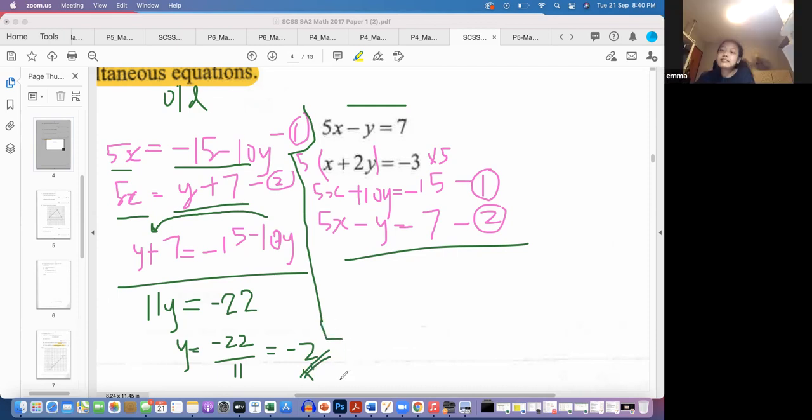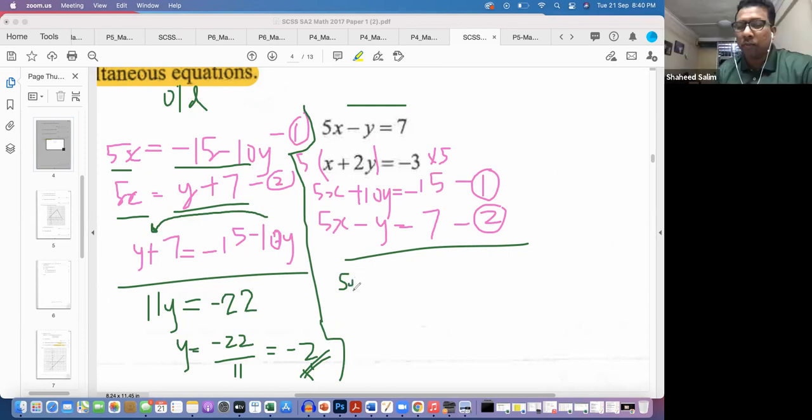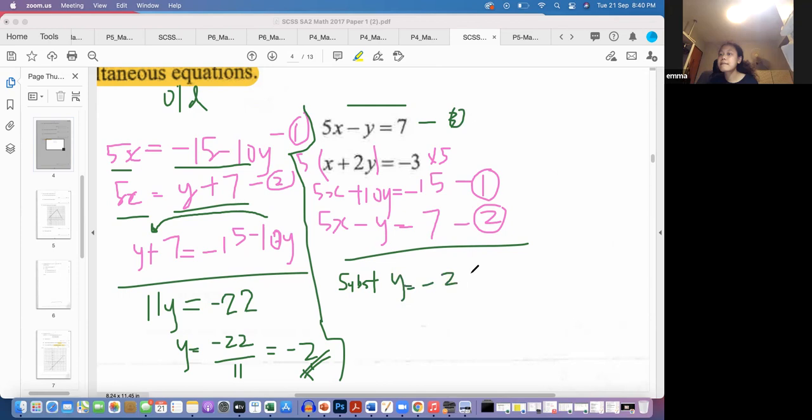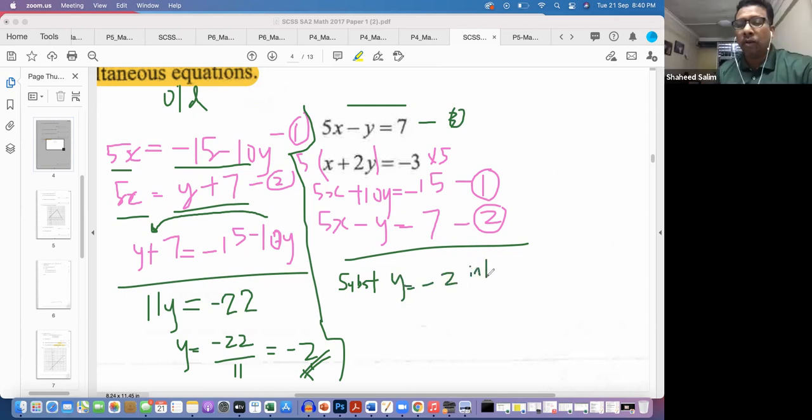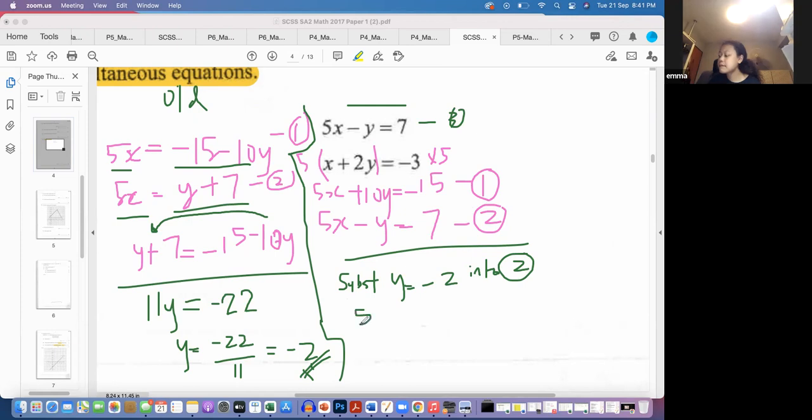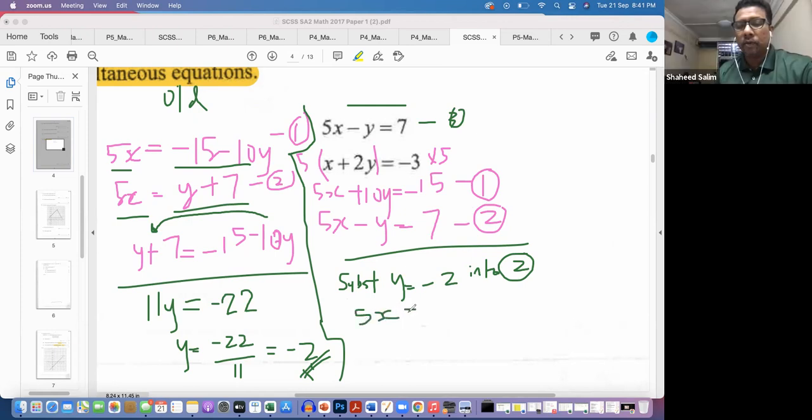Now the next step, substitute. You want to substitute into which one? You want to find what is x, right? You can substitute here if you want to. You can substitute here also if you want to. You can choose any one. You can call this 3, you can call this 4, whatever you want. So maybe I substitute here, into 2. Y equals negative 2 into 2, the one with 5x on here. What is the answer? 5x equals negative 2 plus 7.